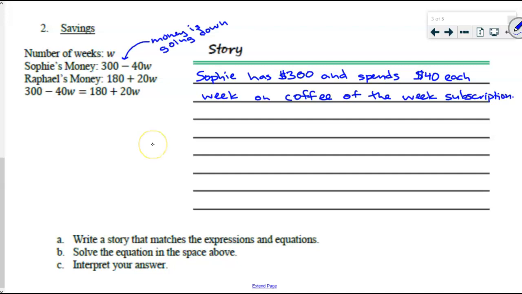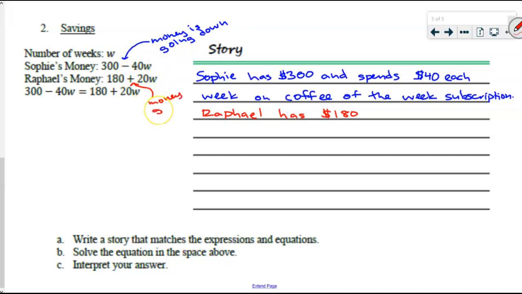Okay, let's talk about Raphael. What is this 180 plus 20W? What does that mean? Sam? Yes, Raphael has $180. Sure, exactly. This time, the money is going up.